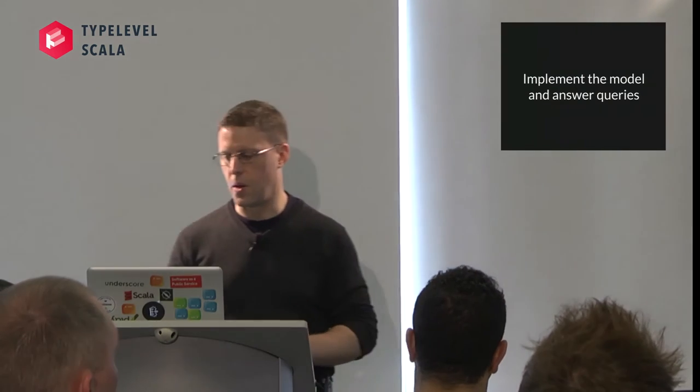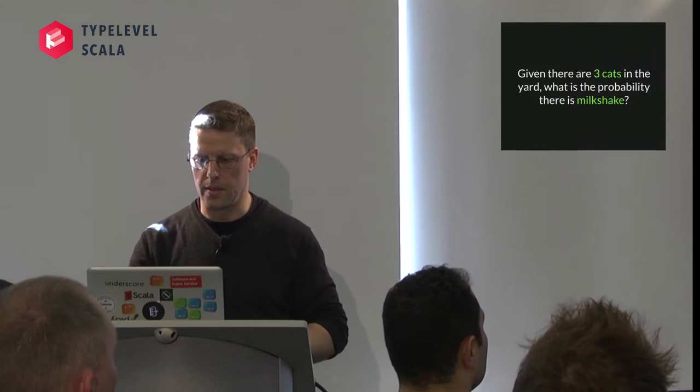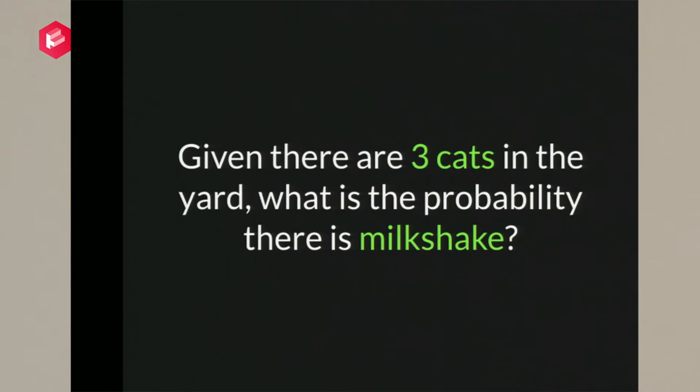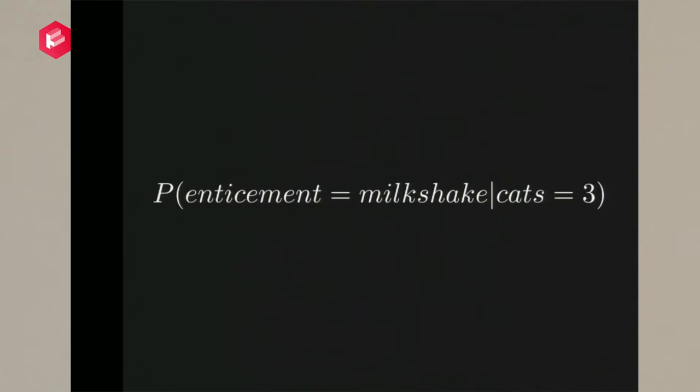So an example of the type of query I might be interested in is: given there are three cats in the yard, what is the probability that they put out a milkshake to attract those cats? Because their milkshake's really damn good. I want to go and get some if it's out there. So, how would we answer this? Well, firstly, if you're familiar with stats, that's the type of notation they would use, but it means the same thing.